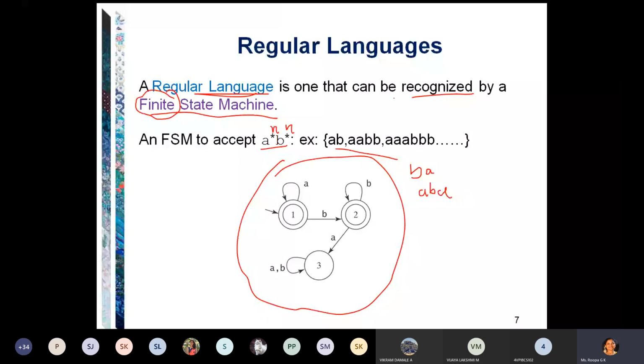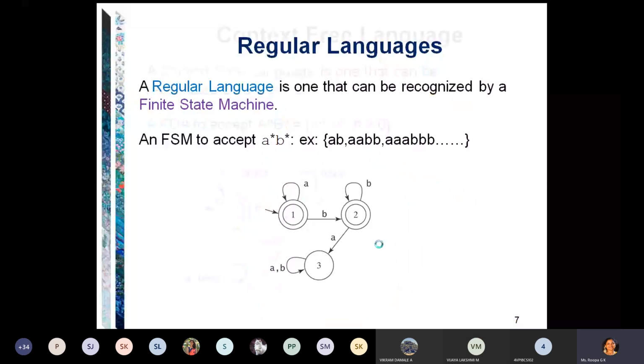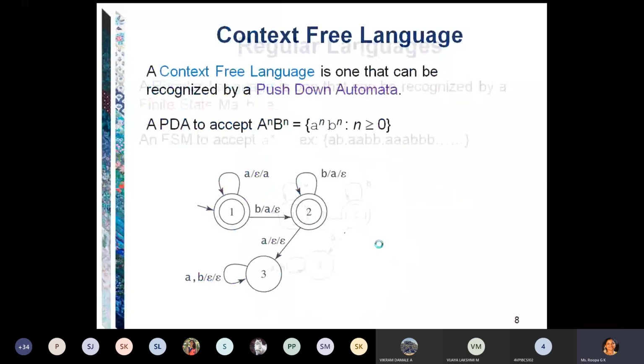If I give A power n, B power n problem, then the number of A's and the number of B's must be equal. But this diagram will accept any number of A's. If I give 2A, 3B, it will accept. If I give 2A, 2B, also accepted. But for the A power n, B power n problem, 2A, 3B must not be accepted. So to avoid that problem, we have an advanced machine called push down automata.